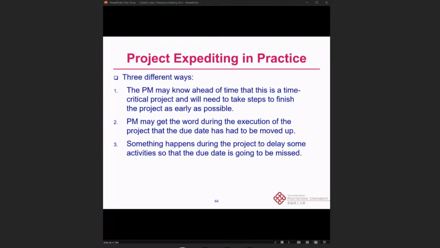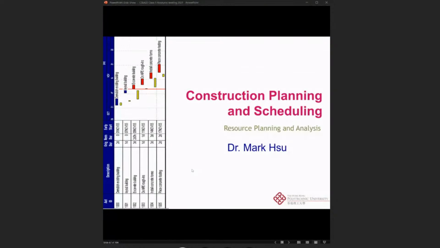For project speeding in practice, there are 3 different ways. The PM may know ahead of time that this is a time-critical project and will need to take steps to finish as early as possible. Or the PM may get word during the execution of the project that the due date has to be moved up, or something happened during the project to delay some activities so that the due date is going to be missed. That is why we want to do this. We can shift resources, and the project manager can make decisions about this kind of trade-off. So that's good.